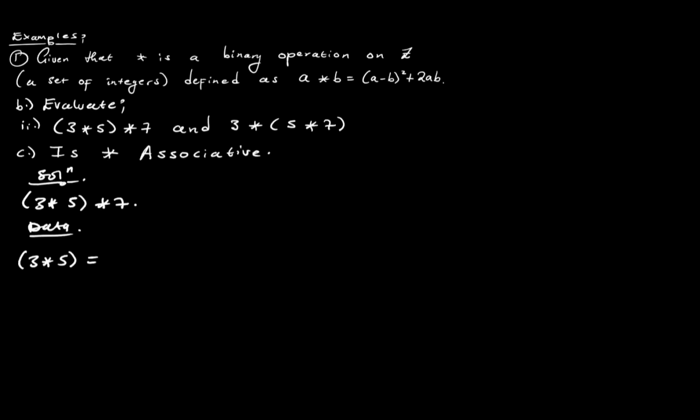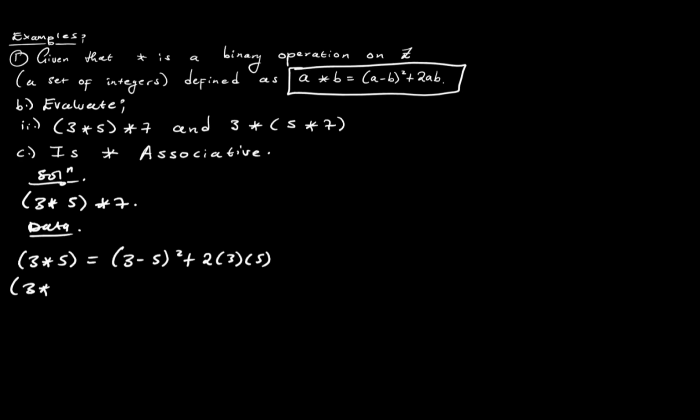Now 3 star 5, remember our operation is here. This is the operation we're working with. So 3 star 5 is equal to 3 minus 5 squared plus 2 times 3 times 5. Therefore, 3 star 5 is equal to, if I compute this, basically 4 plus, should be 30, because this will be 6 times 5, so it will be 30, and this will give me 34.